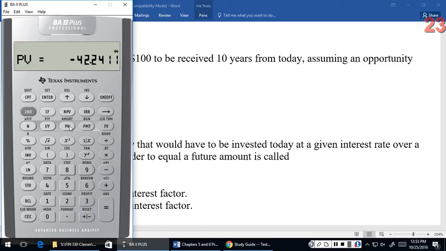Did everybody come up with the right answer? Calculator working okay? Didn't come up with the right answer? What I did, I pressed the second key and then the I/Y. 1, enter. Now, second, clear time value money, second, work. Right.